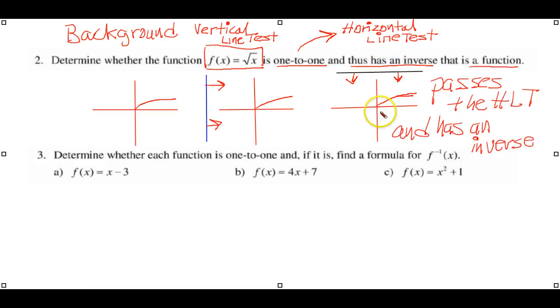And again, I'm just sketching these. So once again, it is a function, passes the vertical line test. It has a one-to-one because it passes the horizontal line test, therefore has an inverse. That's what they're asking here.